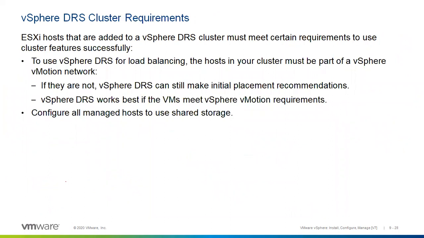As I said, the requirement must include the vMotion network that I told you. If there is no vMotion network, vSphere DRS will still make initial placement, but no vMotion will happen. And configure all the hosts to the shared storage.